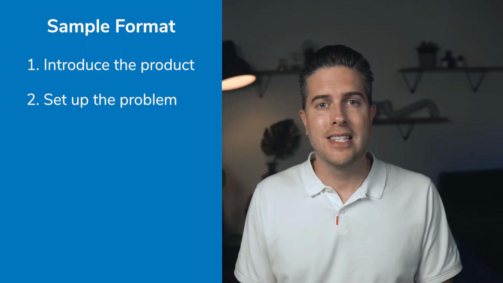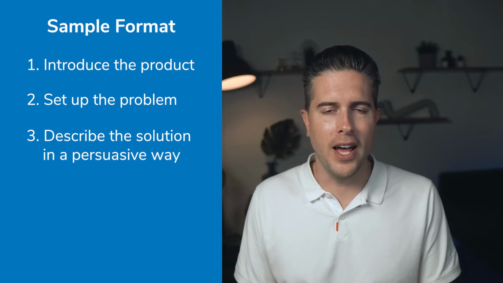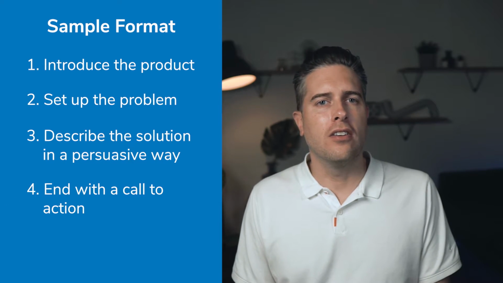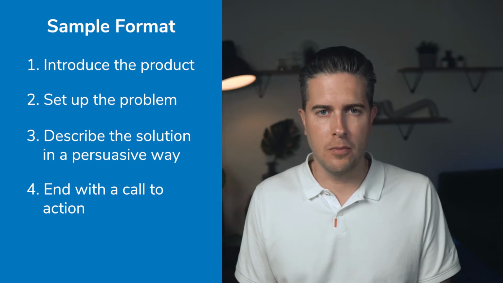Introduce the product, set up the problem, describe the solution in a persuasive way, and end with a call to action, moving the prospect closer to becoming a consumer. Now, another way to simplify your product description without losing value is to use videos. Icons and graphics are another way to make your product description more skimmable without cutting back on key info.